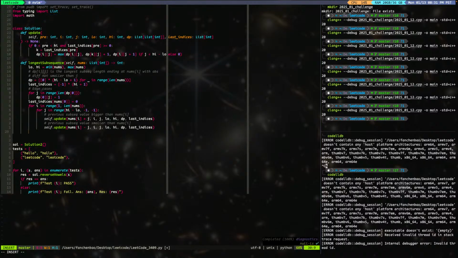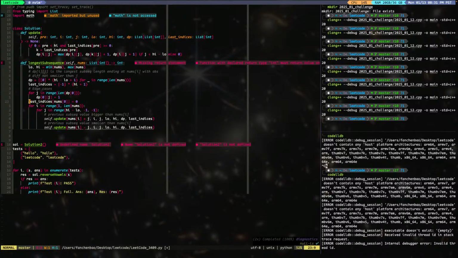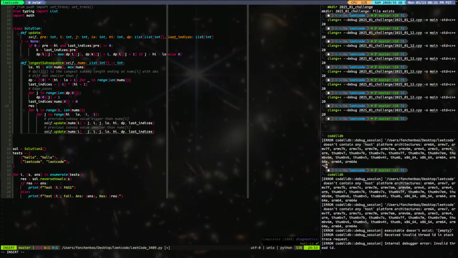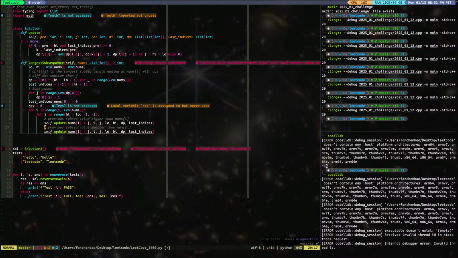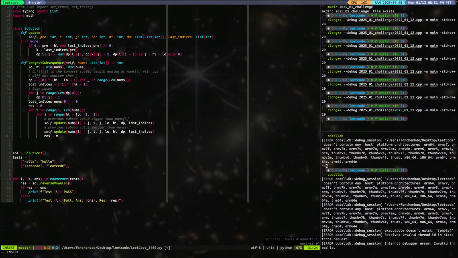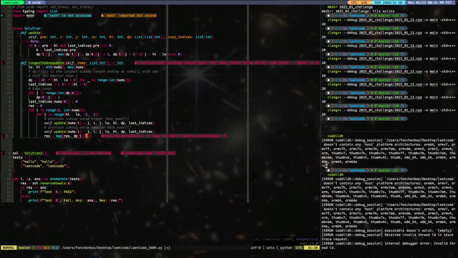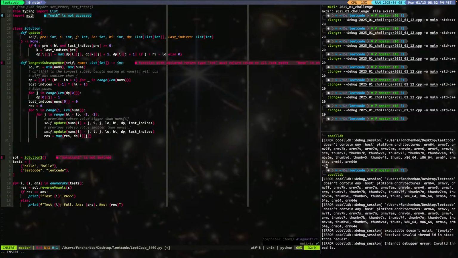And then we also have a res equal to 0. So every time once I handle this, res shall equal the maximum of res and dp i j. So grab the current largest. And once we're done, we return res.